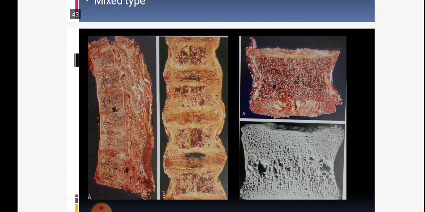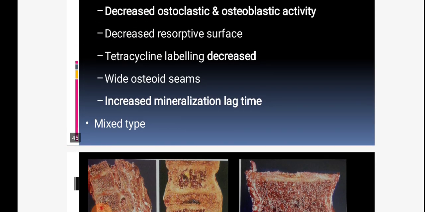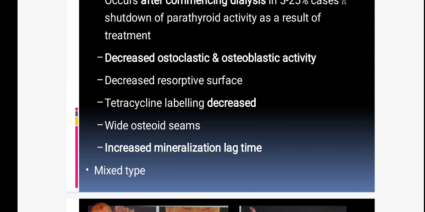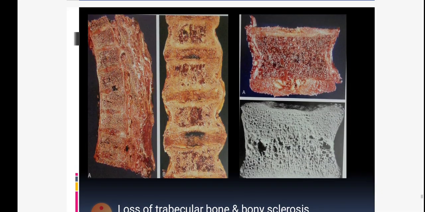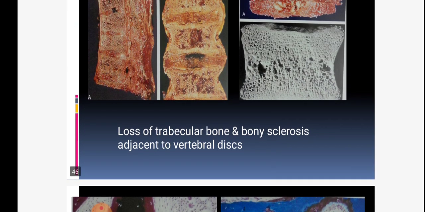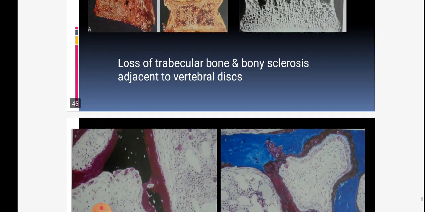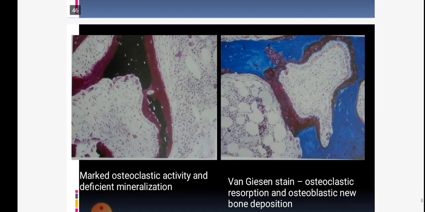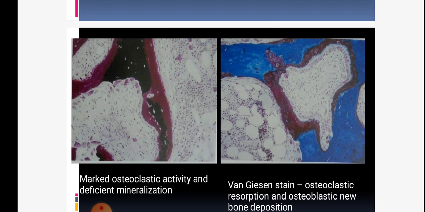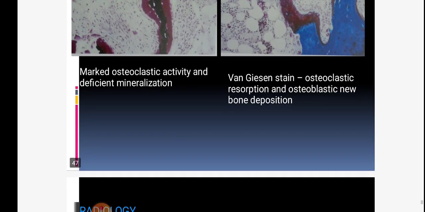So all these are again the gross features and the cut sections of this particular bone. So you can see all this particular activity: the low osteoclastic activity, loss of trabecular bone and bony sclerosis are the features here. Marked osteoclastic activity and deficient mineralization. So there is again, on the right side, a Van Gieson stain showing osteoclastic resorption and osteoblastic new bone deposition.